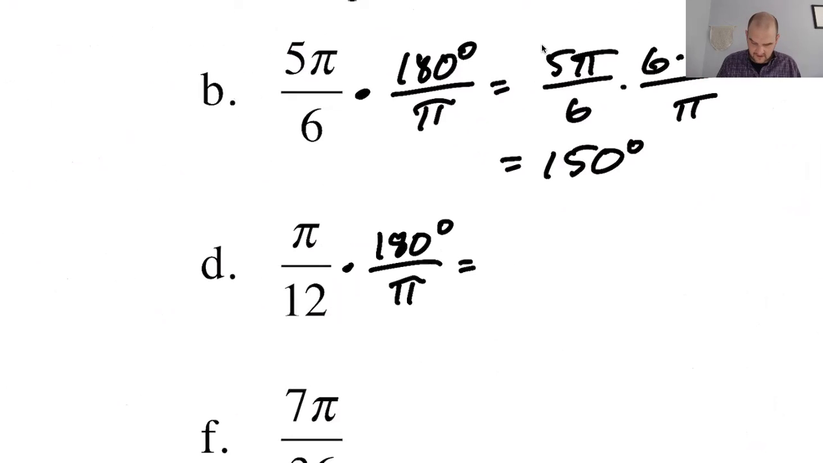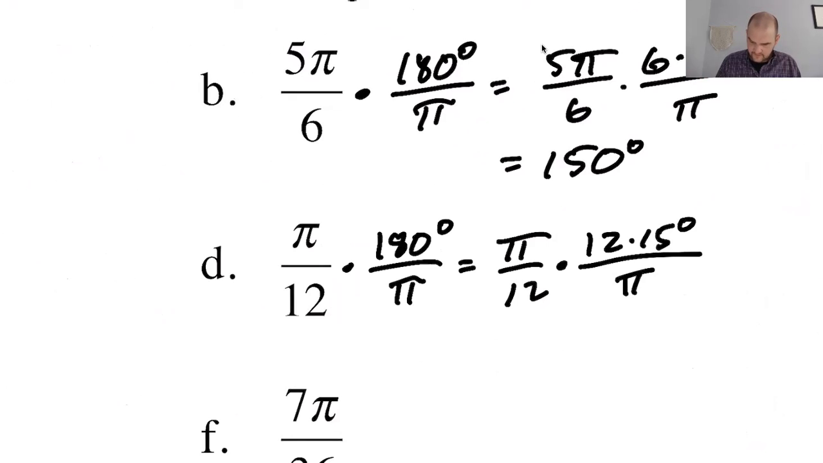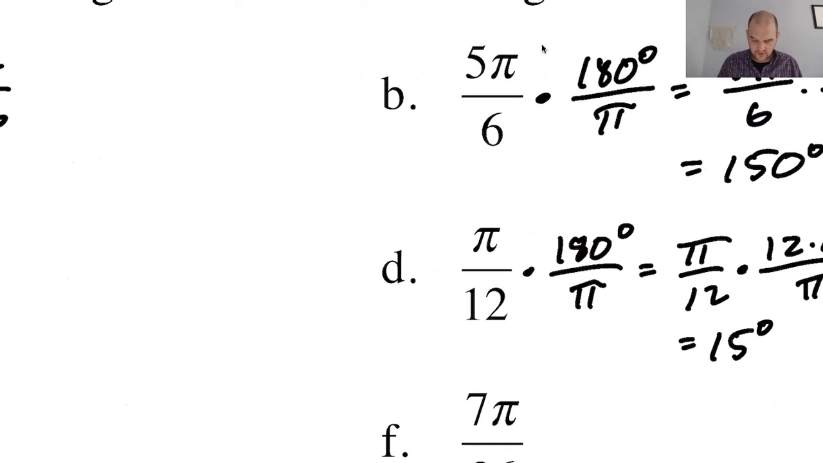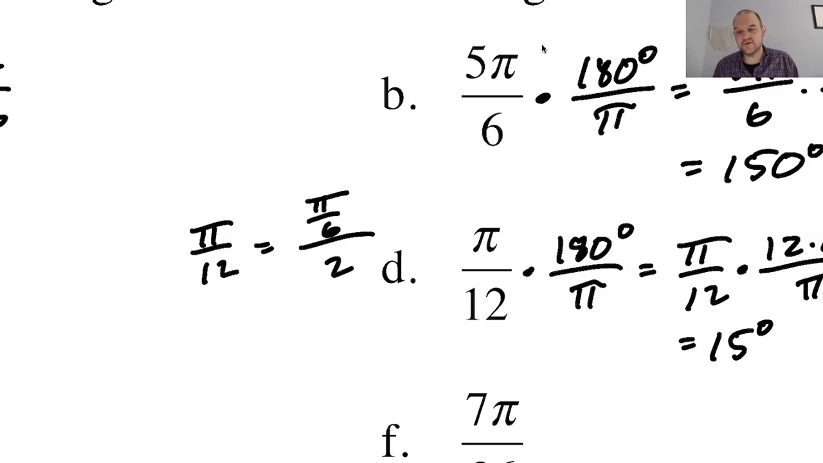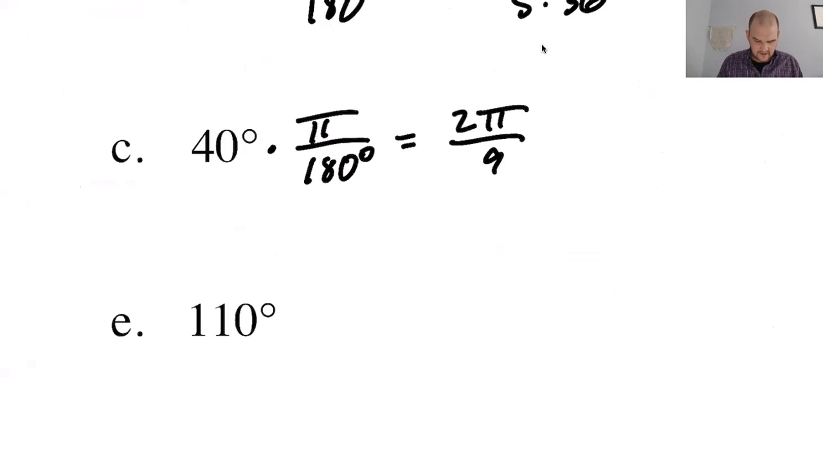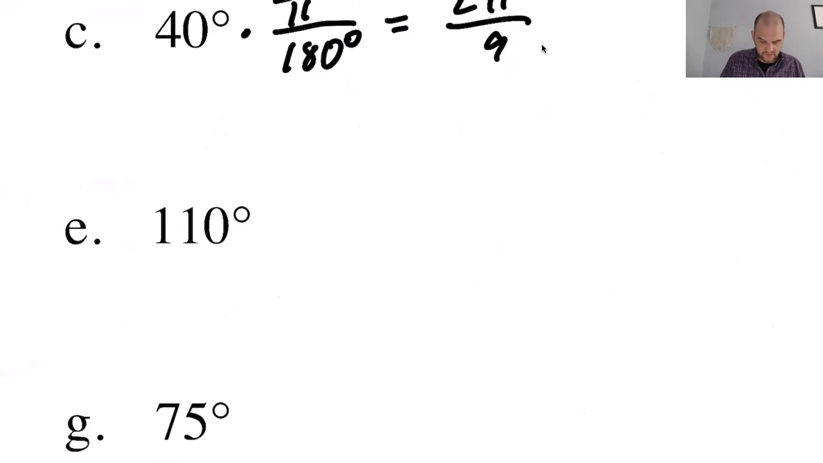So this is pi over 12 times, well, I know that 180 is 12 times 15 over pi. So we end up with just 15 degrees. Another way to think about this is that pi over 12 is pi over 6 divided by 2. And we know pi over 6 is 30 degrees. So 30 degrees divided by 2, 15 degrees. Totally valid. We're trying to use the formulas, but eventually we want to wean ourselves off of those a little bit. I mean, we want to always know them.